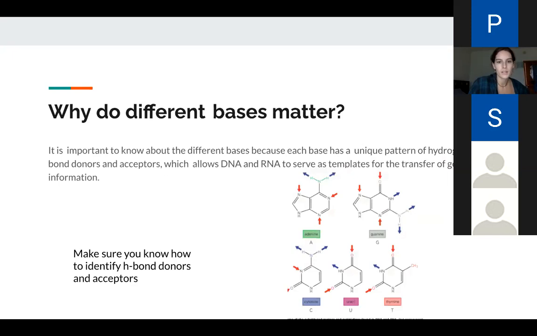It's important to know about the different bases because each base has a unique pattern of hydrogen bond donors and acceptors, which allows DNA and RNA to serve as templates for the transfer of genetic information. Basically, each base contains unique sequences that allow unique patterns to be transferred. Another important part of this class, and of many MCB classes you'll take in the future, is being able to identify hydrogen bond donors and acceptors. The red arrows are pointing towards hydrogen bond acceptors, and the blue arrows are pointing away from hydrogen bond donors.